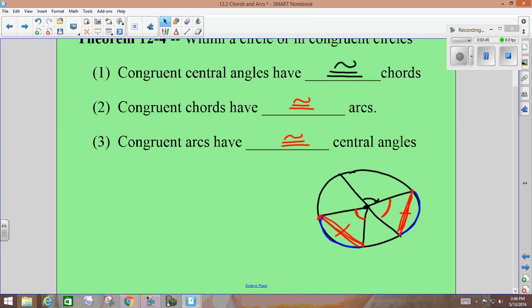So you have a recyclable Venn diagram thing, spiderweb thing off to the right. It's a cycle. Congruent central angles mean congruent chords, mean congruent arcs, mean congruent central angles. So if I didn't even mark the angles congruent, but I marked the chords congruent, then you should know that the central angles have to be the same. Got it? Cool.